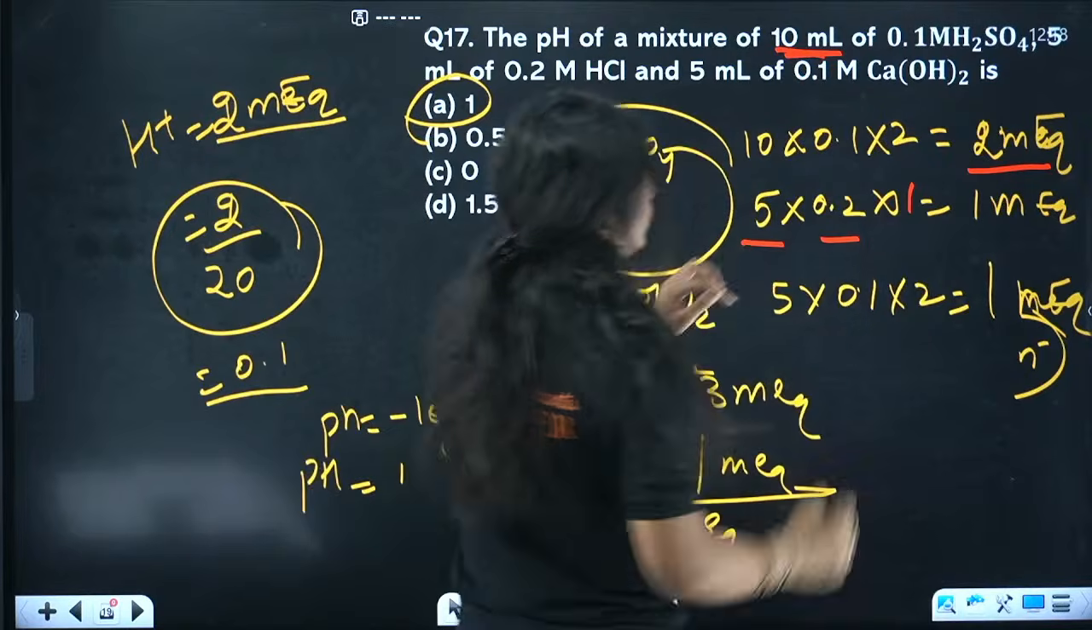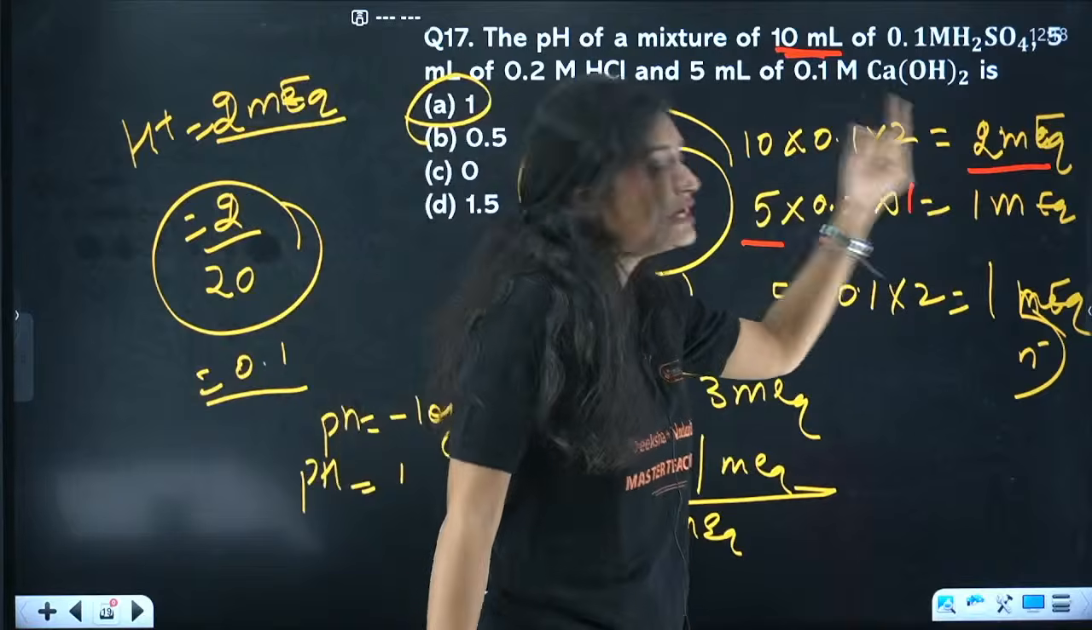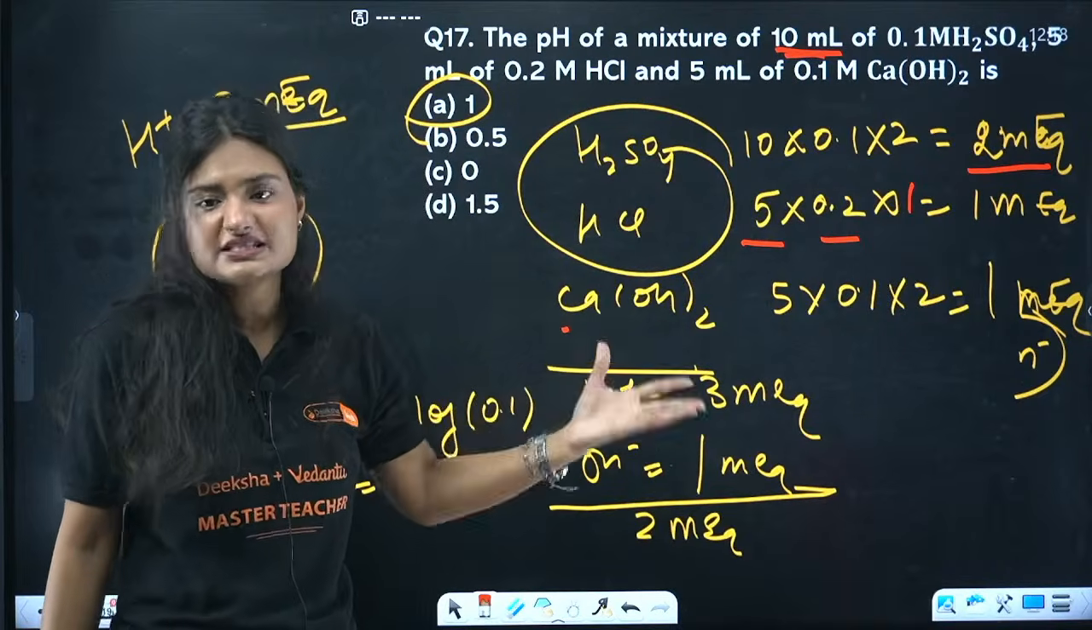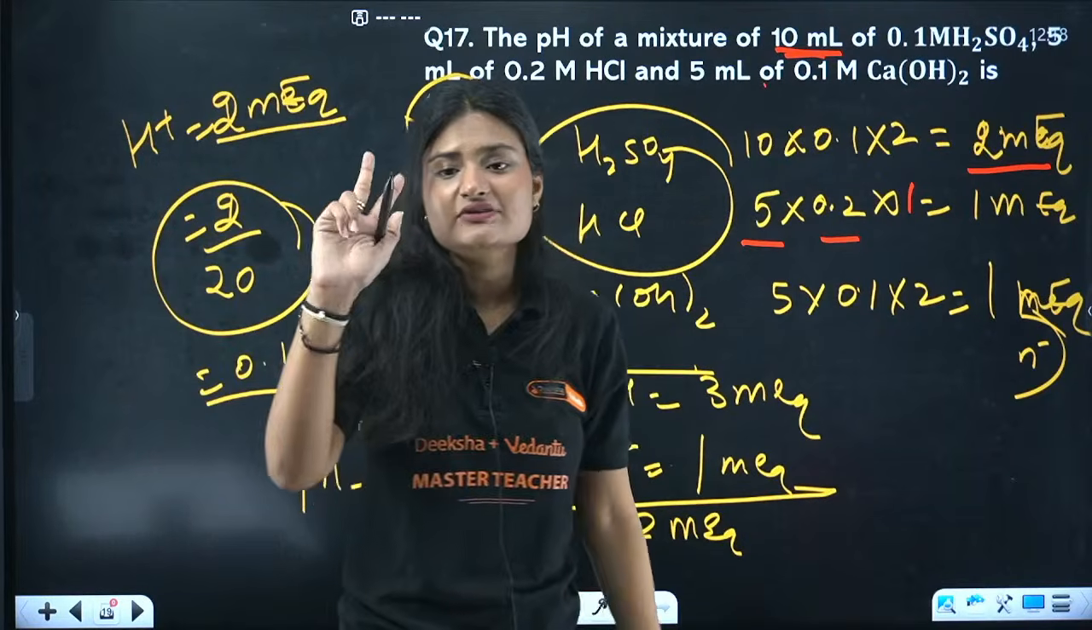Similarly for HCl, 5 ml of HCl has a concentration of 0.2 M. How many H positive do we get? What is the acidity? 1, right? So 1 milliequivalent. Similarly for Ca(OH)2 we will calculate in terms of basicity: 5 times 0.1 times 2, because it is giving 2 OH negative.